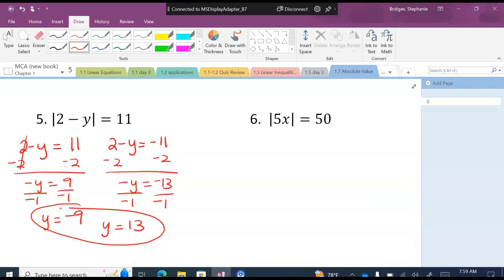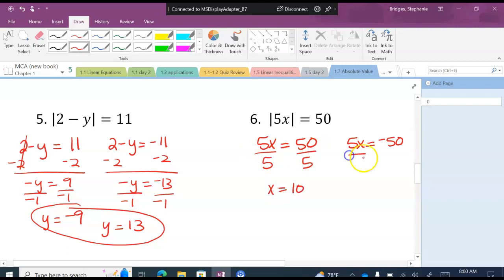And then the same thing with number 6. It is already by itself, so we're just going to take the 5x and set it equal to 50. And then we're going to take that 5x and set it equal to negative 50. And we are going to divide both sides by 5. So x is going to equal 10, and x is going to equal negative 10.